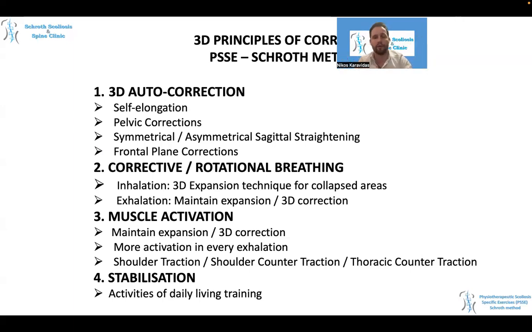Then we need to expand the collapsed areas to get more correction. This is the corrective or rotational breathing for scoliosis. And of course, we need to activate in correction. This is muscle activation. And when we finish the exercise, we need a stabilization of the correction. And of course, we definitely need to implement the correction in the activities of daily living training.